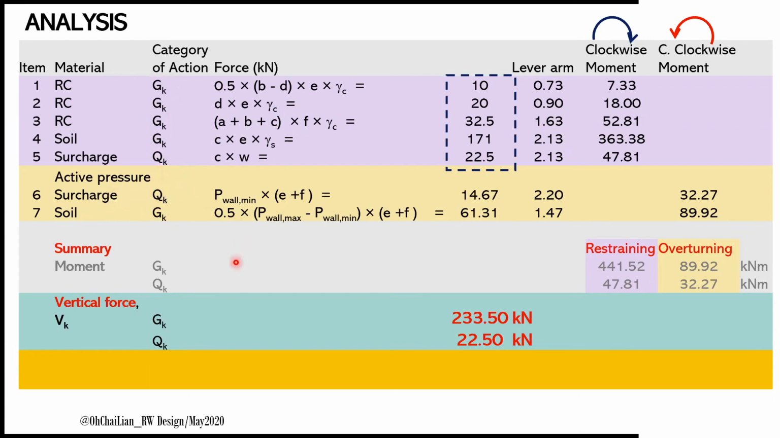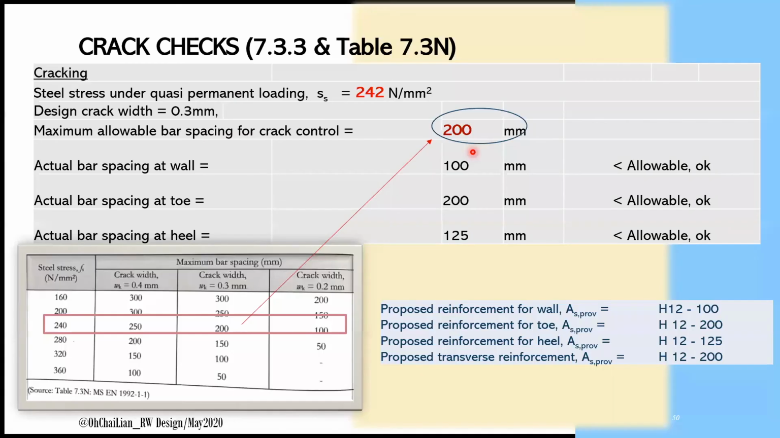Here, the total vertical force GK and QK can be determined by summing up the appropriate forces from item 1 to 5. The allowable bar spacing is then determined from table 7.3N based on the steel stress. Considering the design crack width of 0.3 mm, the recommended maximum allowable bar spacing is 200 mm. In this case, all the proposed bar spacing is lesser than the maximum allowable. Therefore, the check is satisfactory.